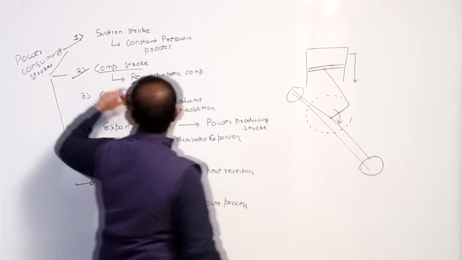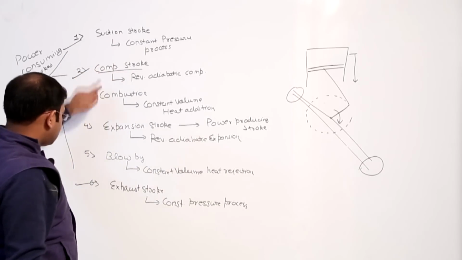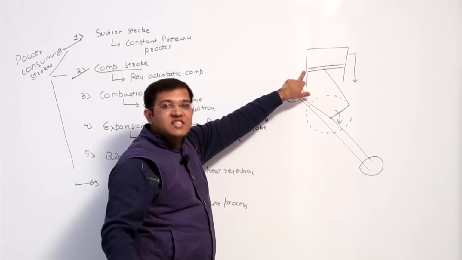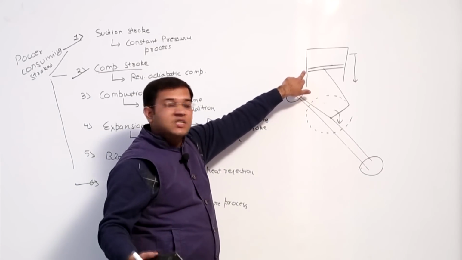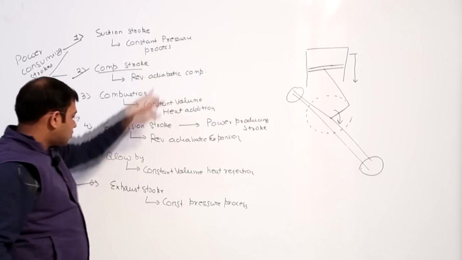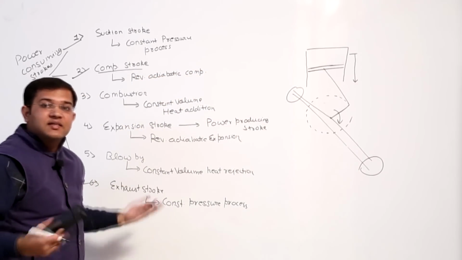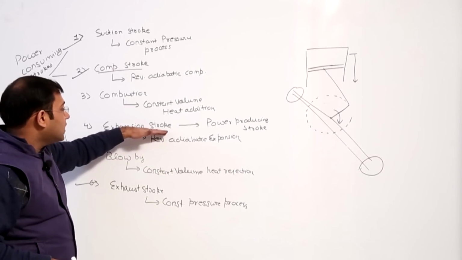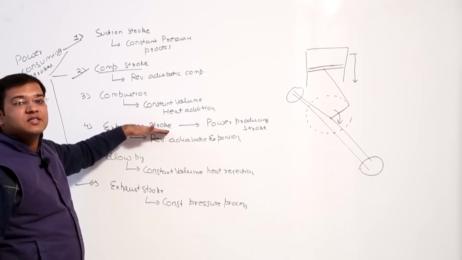Now see, in these strokes, suction stroke, compression stroke and exhaust stroke, the movement of the piston takes power or energy from the crank. So suction stroke, compression stroke and exhaust stroke are considered as power consuming strokes, whereas the only power producing stroke is the expansion stroke.